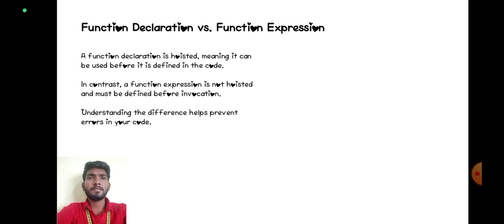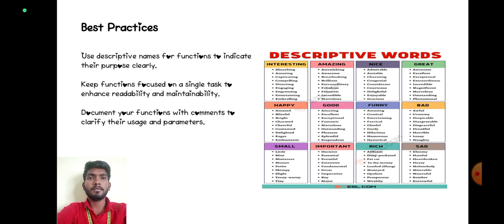Function declaration versus function expression. A function declaration is hoisted, meaning it can be used before it is defined in the code. In contrast, a function expression is not hoisted and must be defined before invocation. Understanding the difference helps prevent errors in your code.